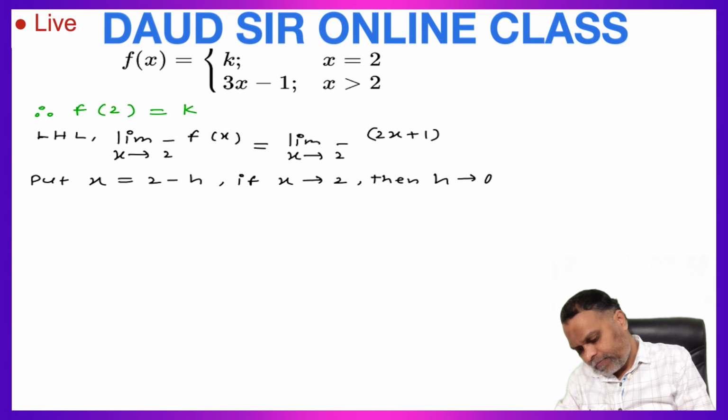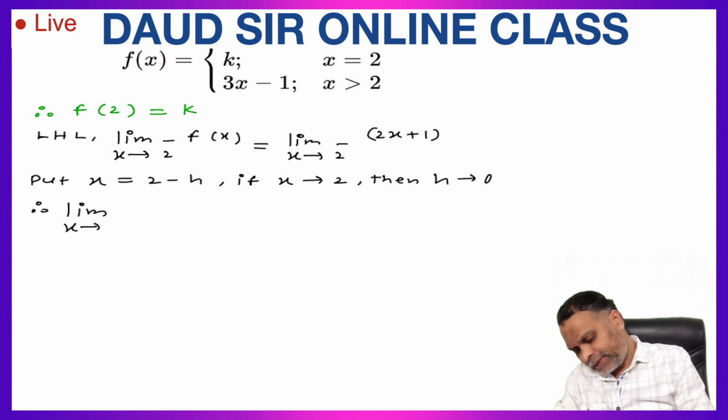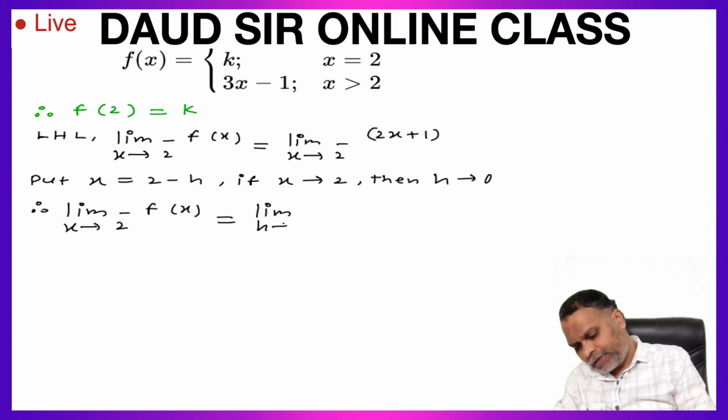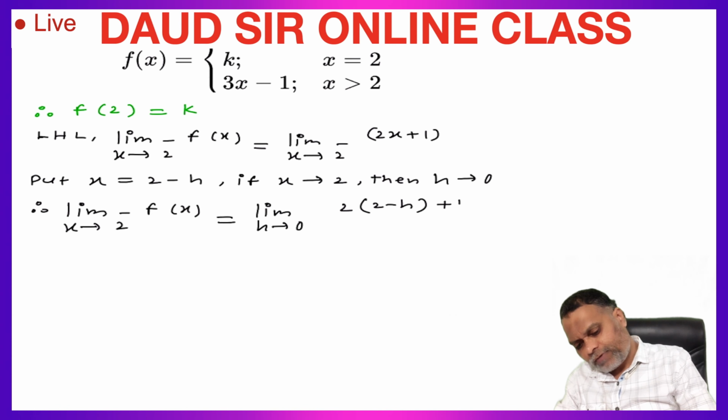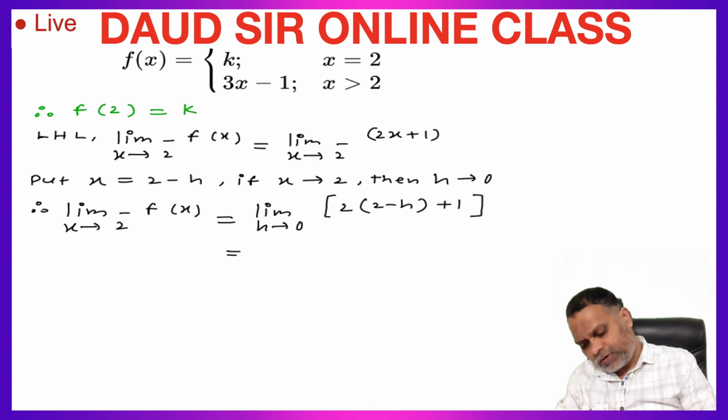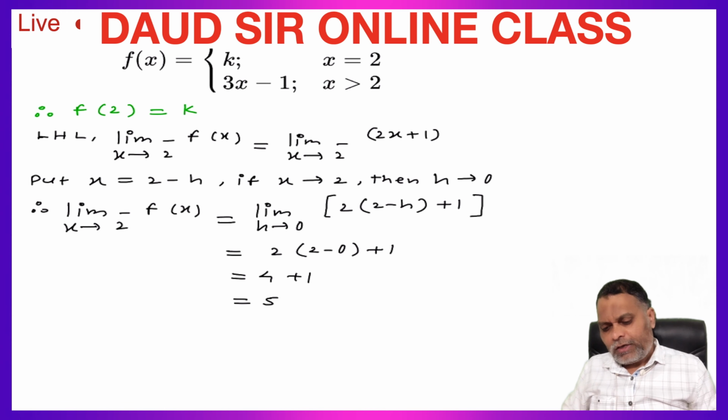Therefore, the left hand limit will become limit x tends to 2 minus, f of x is equal to limit h tends to 0, 2 into x, that is 2 minus h, plus 1. Substitute h is equal to 0: 2 into 2 minus 0 plus 1. Simplify this: 2 twos are 4, plus 1, that is 5.